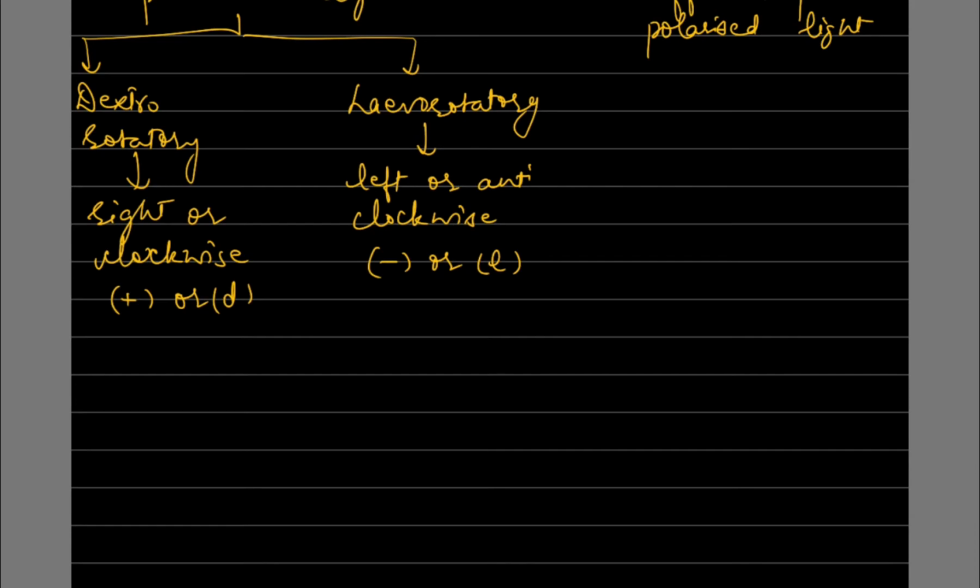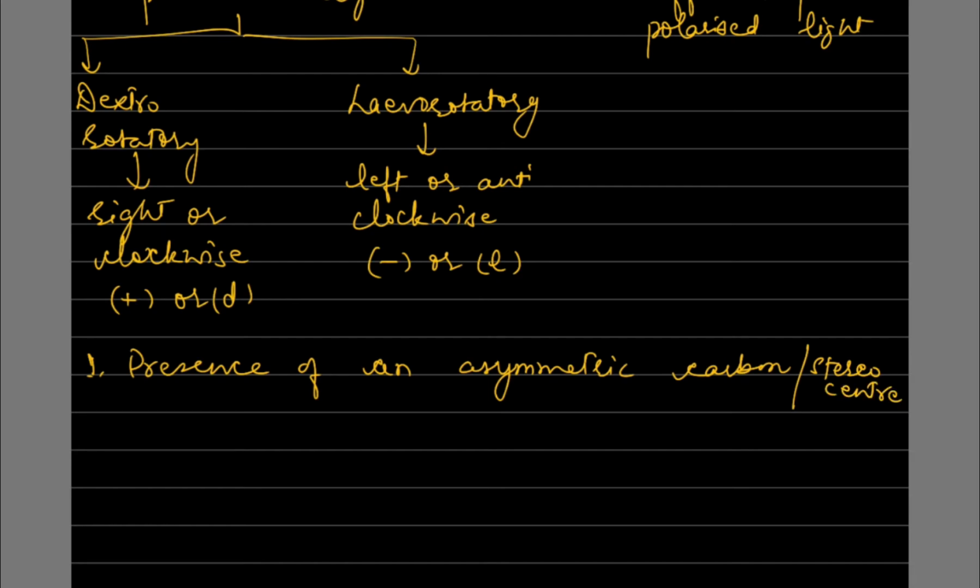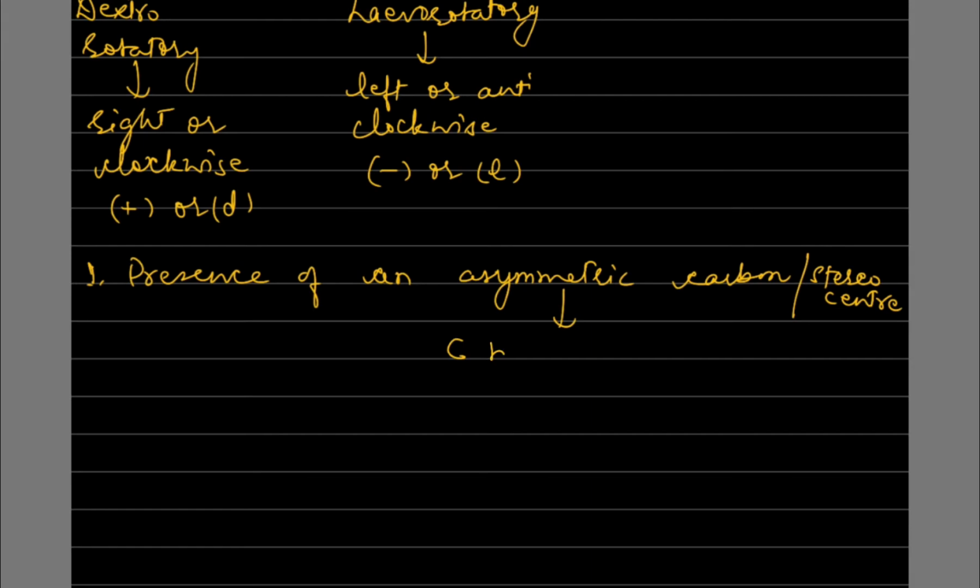Now, the optical activity of a compound is decided by three factors. What are these three factors? One is the presence of an asymmetric carbon. This asymmetric carbon is also called a stereocenter. Now, what is an asymmetric carbon? A carbon bonded with four different groups is called an asymmetric carbon, or a stereocenter.